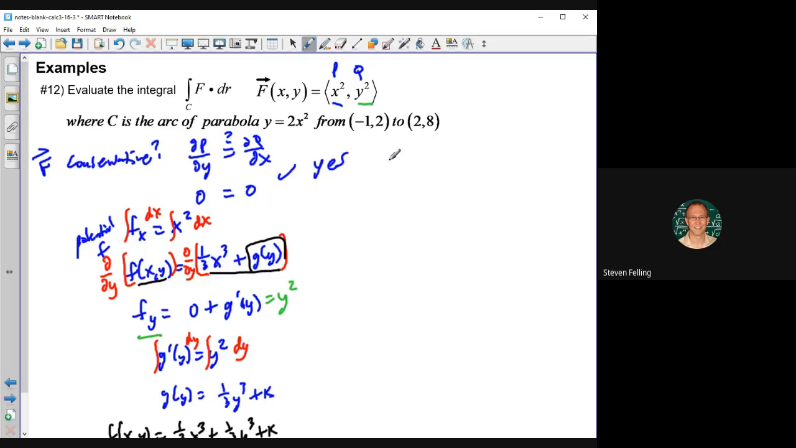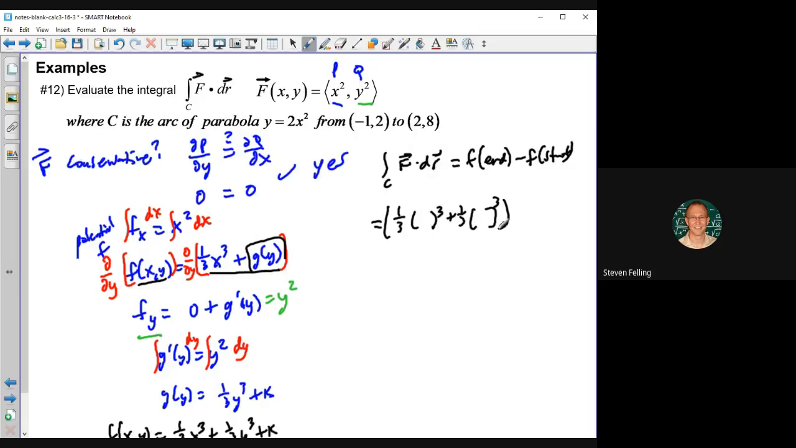So when we evaluate the integral of that function, dr, should have been arrows there, okay? Well, because this is conservative, it's just going to equal f for the endpoint minus f for the start point, right? And that means we have to take the potential function, which is 1/3 something cubed plus 1/3 something cubed, right? And then I have another copy of it, minus another copy of it. And I have to evaluate this first one. So the endpoint is this one.